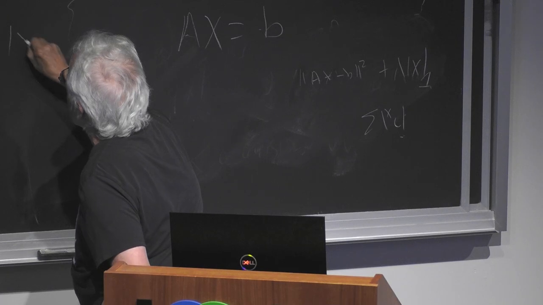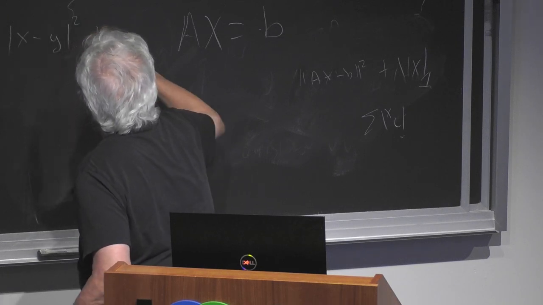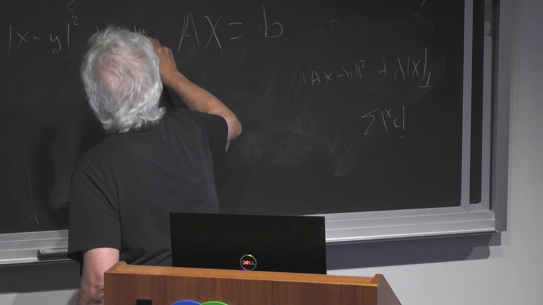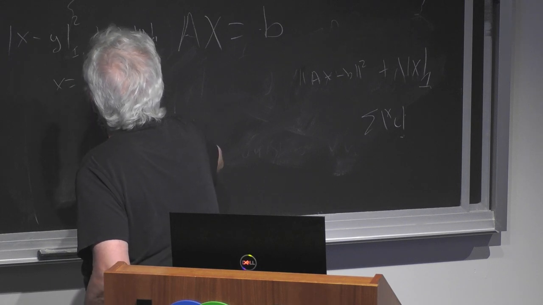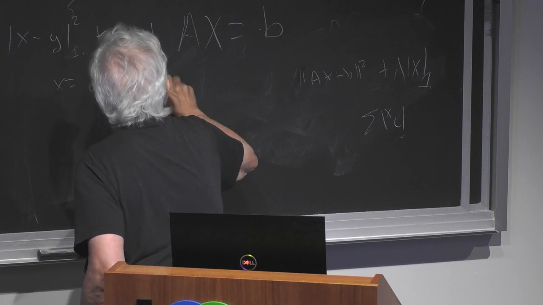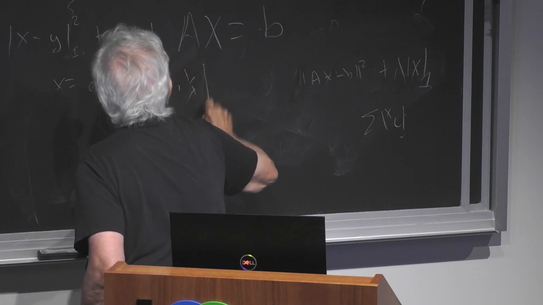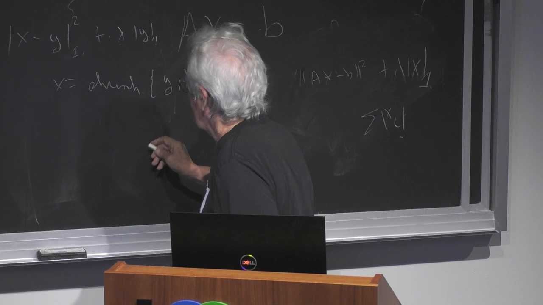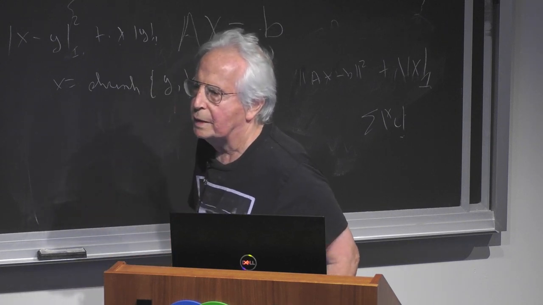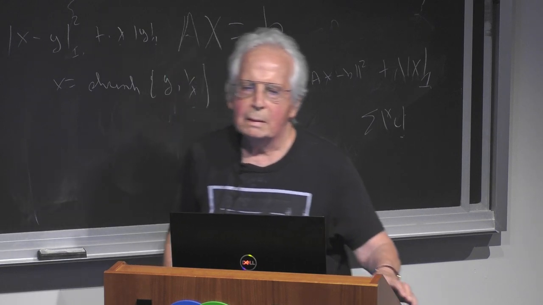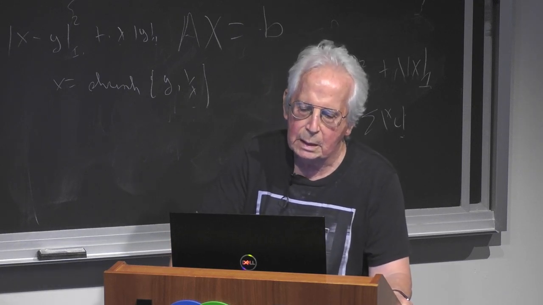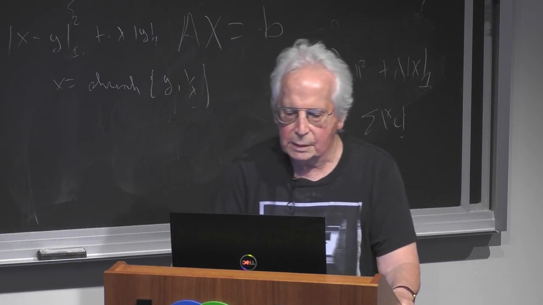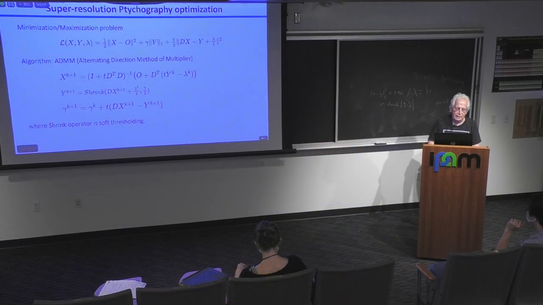So if you minimize (x minus y) squared plus lambda times the L1 norm of y, the solution is x equals shrink(y, 1 over lambda), whatever that means. It means you take y and you make it closer to 0 by 1 over lambda. That's the solution. Okay, and that's a very useful, simple algorithm, which comes up a lot, and we're going to use it here eventually. Okay, so the shrink, in fact, we did use it here. Right now, the shrink operator is called soft thresholding.